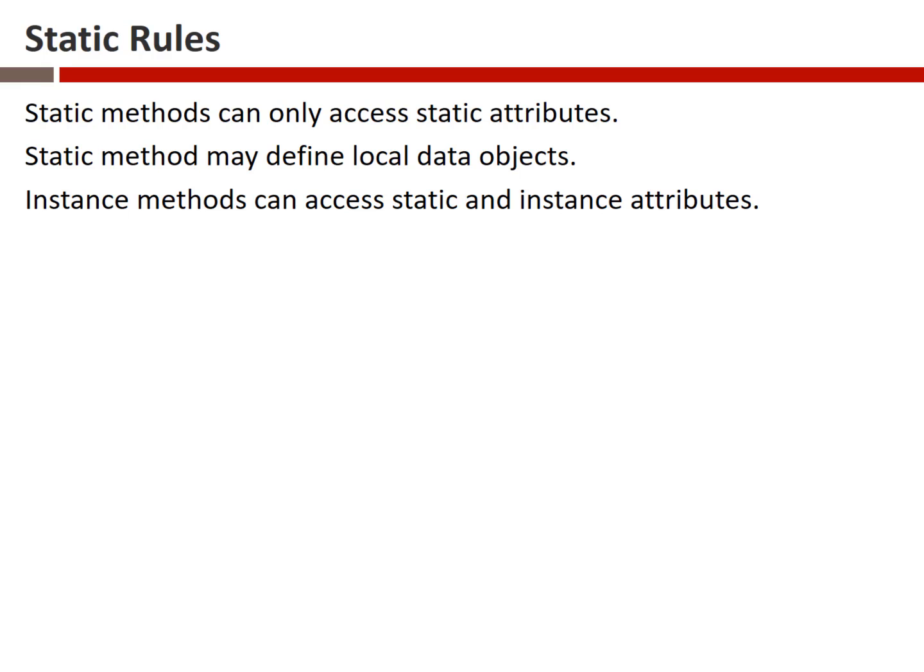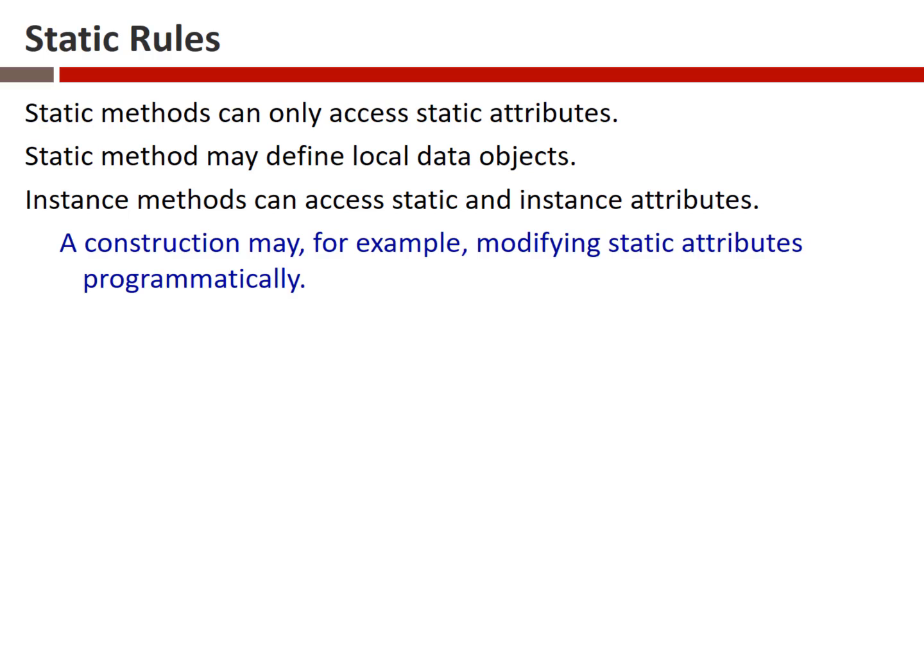Instance methods, on the other hand, can cross over. They can reference static, or they can reference instance attributes. And we saw that already because we saw that our constructor could increment the counter. And that's exactly what I have here. Don't know why that says construction. It should say a constructor may modify static attributes. Okay.